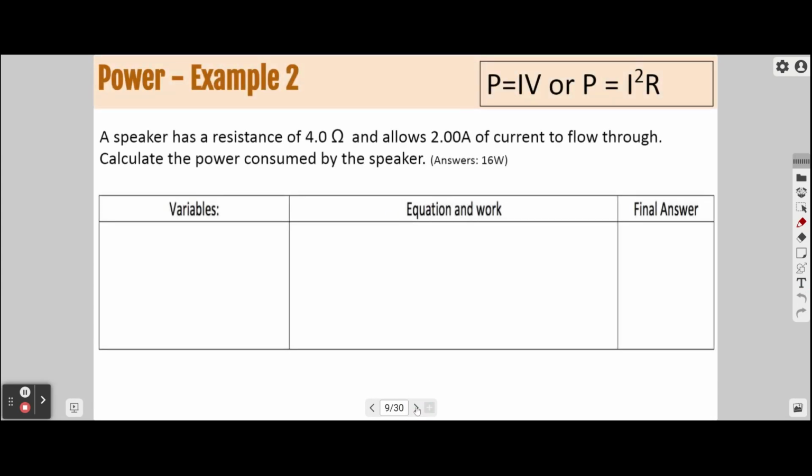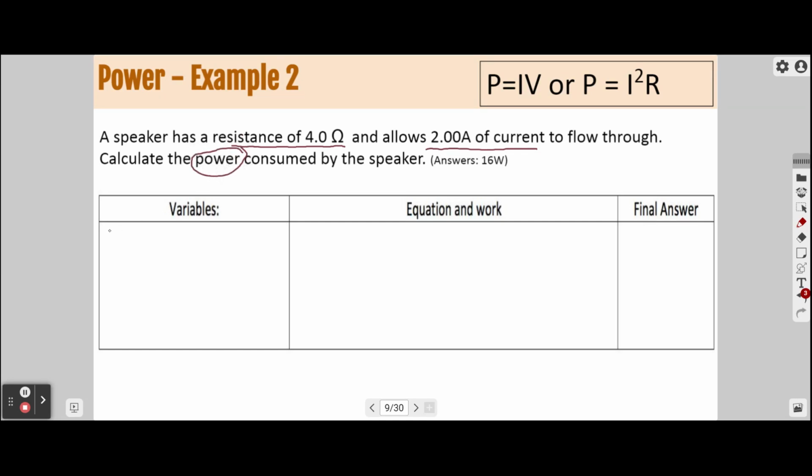All right, so let's try another question. Figuring out which formula we need is all in identifying the variables that we have and what we're looking for. So let's take a little longer to look at that. A speaker has a resistance of 4.0 ohms and allows 2.0 amps of current to flow through. Calculate the power consumed by the speaker.